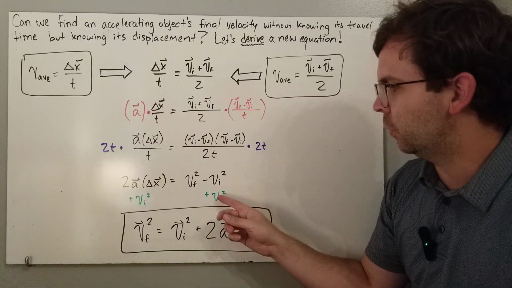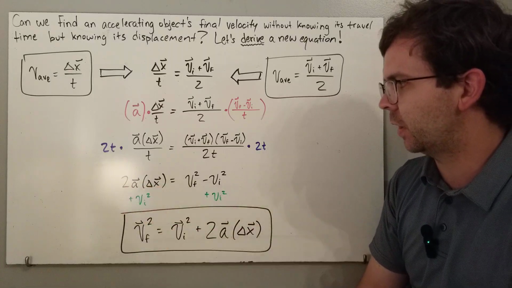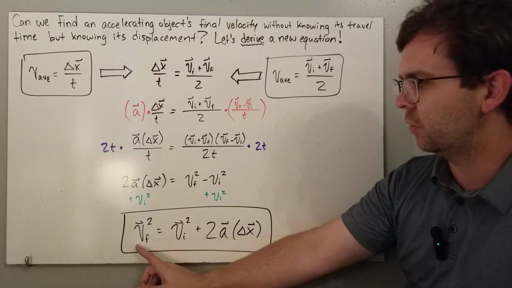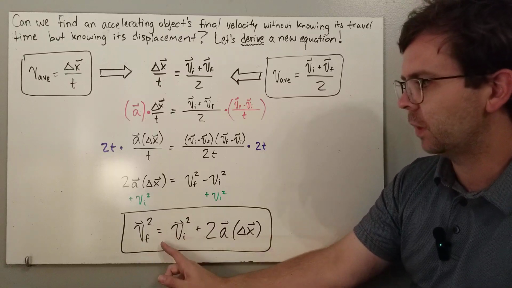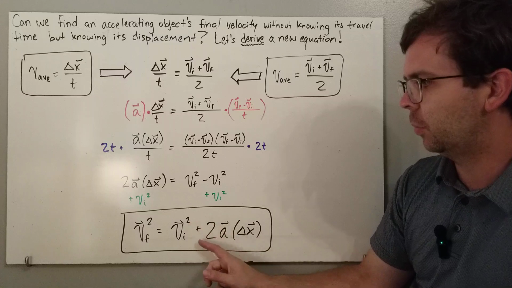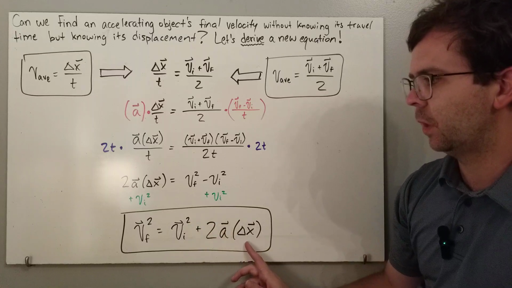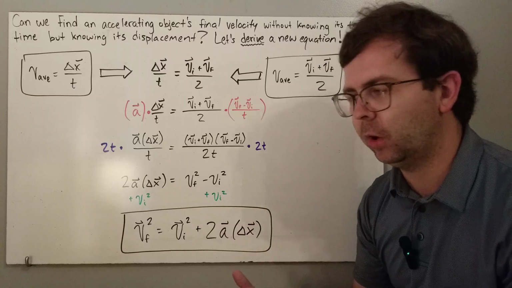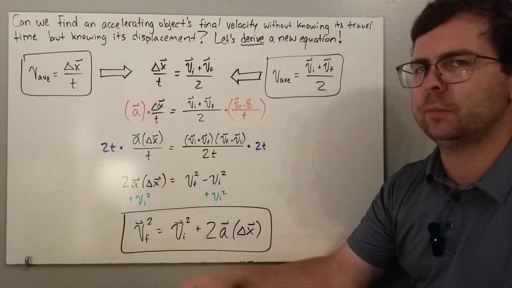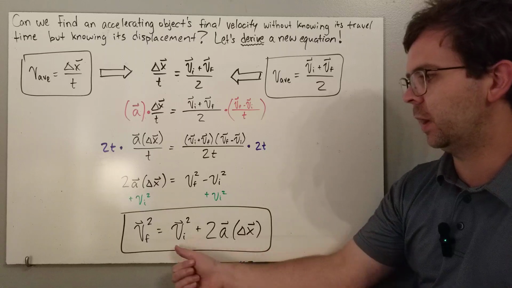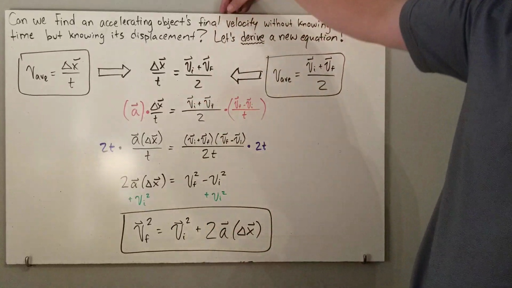One last step, we're going to move the initial velocity over to this other side here and then flip the equation so that we have a new equation. The final velocity squared is the initial velocity squared plus 2 times the acceleration times the displacement. So in this equation, we don't have time at all, but we're still able to find an object's speed after accelerating if we know the displacement and the initial velocity. So let's look at an example like this.